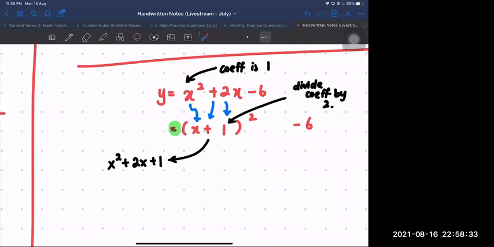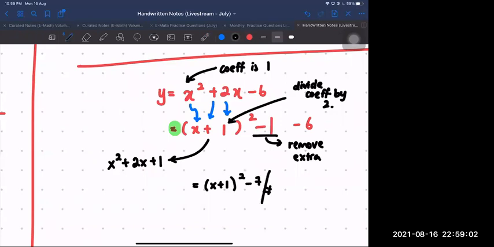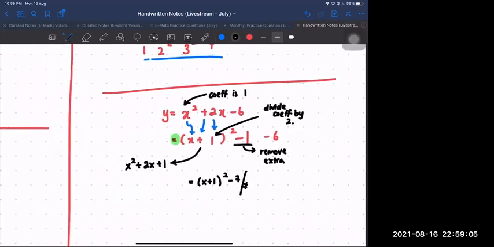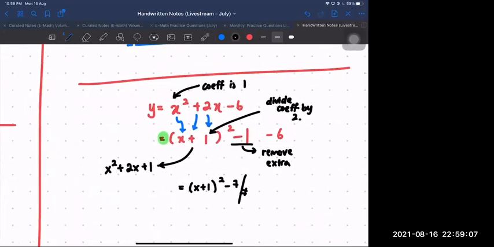But what do you notice? There's an additional plus 1. So this is the problem. I have an additional plus 1. If you have something extra, you need to remove it. So that's what I'm going to do now, minus 1. What I've done here is to remove the extra. And therefore the final answer is x plus 1 squared minus 7. Finish. And this is completing the square in the most simplified way possible. So you just remember the steps.